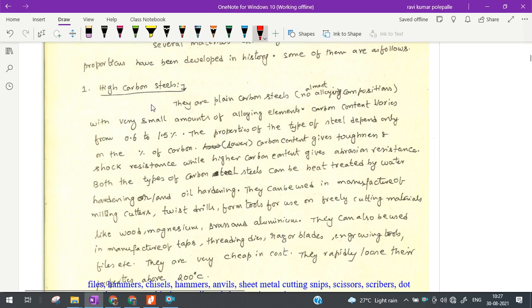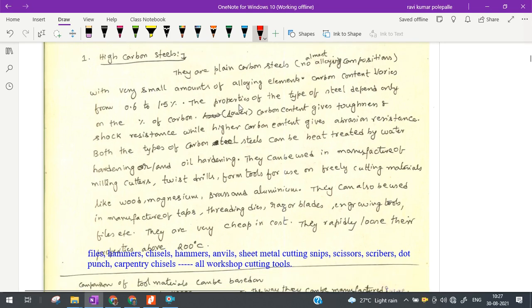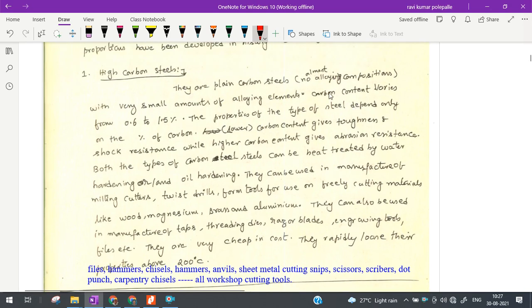The simplest of the cutting tool materials are the high carbon steels. These high carbon steels are also plain carbon steels with almost no alloying additions. They have carbon content varying from 0.6 to 1.5%. The properties of this type of steel therefore depend only on the percentage of carbon. So they are nothing but plain carbon steels, of course, high carbon steels.